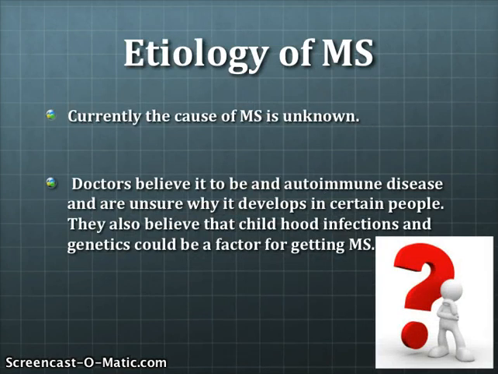MS is currently of unknown cause. They have no idea what causes it. They think it could be part of infections from your childhood, or genetics, but they are uncertain why it affects certain people with the genetics and certain infections. So that's also why they have no idea what causes it and why it's so aggressive in certain people, but in others it's very minimal, or it doesn't affect them as much as others, where it affects them greatly.